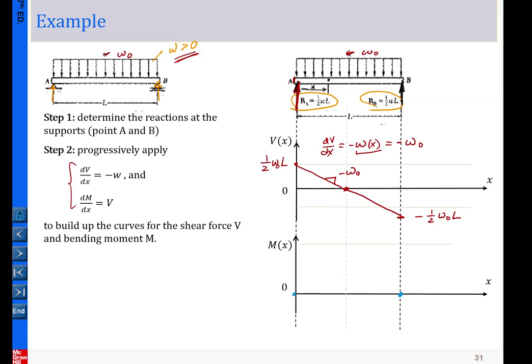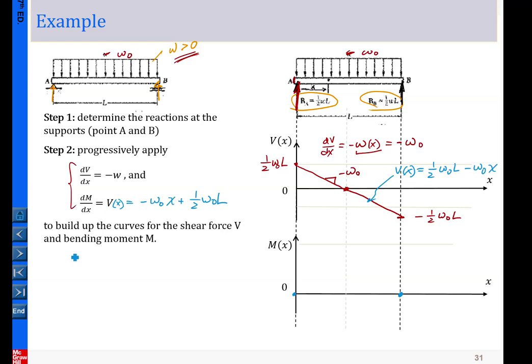There are two ways you can try. The first way is dM/dx equals V, and V is a function of x. You can start from here, and what is V of x? You simply formulate this equation here. That's a straight line starting at 1/2 omega 0 L, with a negative slope. So this equation is minus omega 0 x plus 1/2 omega 0 L.